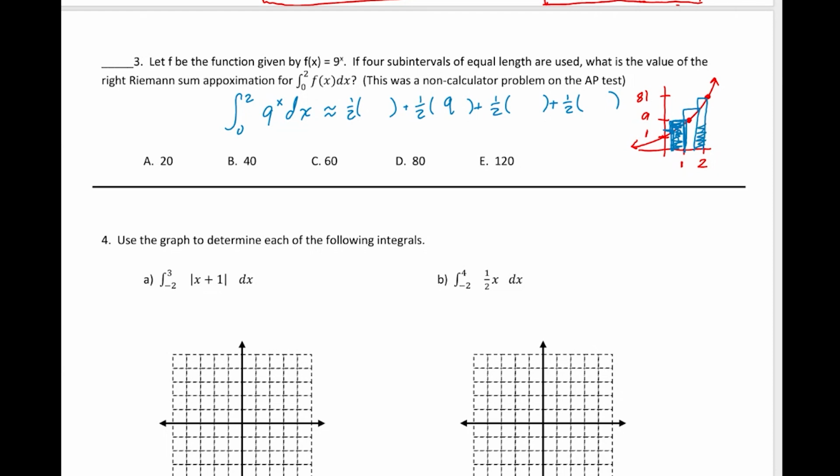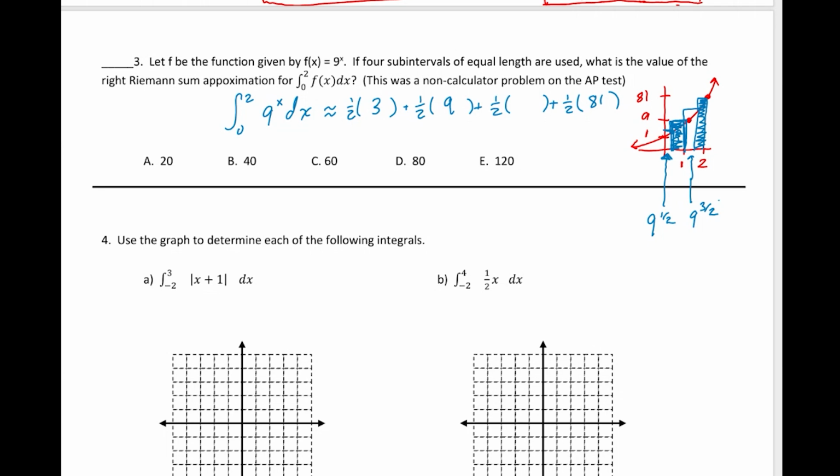The last one is also going to be pretty easy, because we know 9 squared is 81, so the height of that one's 81. Where we're going to really have to think is, what are the heights of those other 2 rectangles? The first one is going to be 9 to the 1/2 power, and the second one is going to be 9 to the 3/2 power. So 9 to the 1/2 power, that's really just the square root of 9. So that's 3.